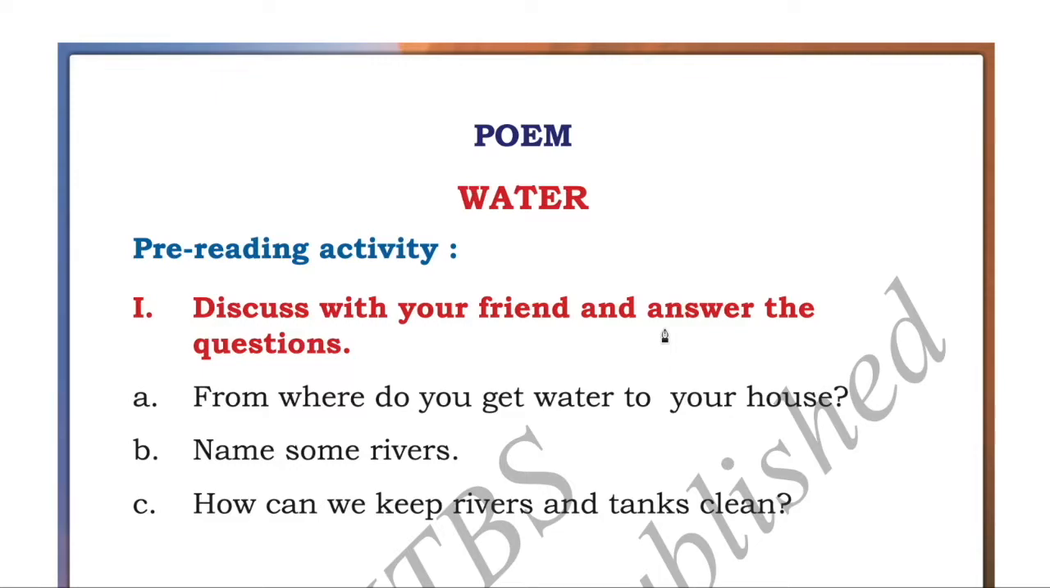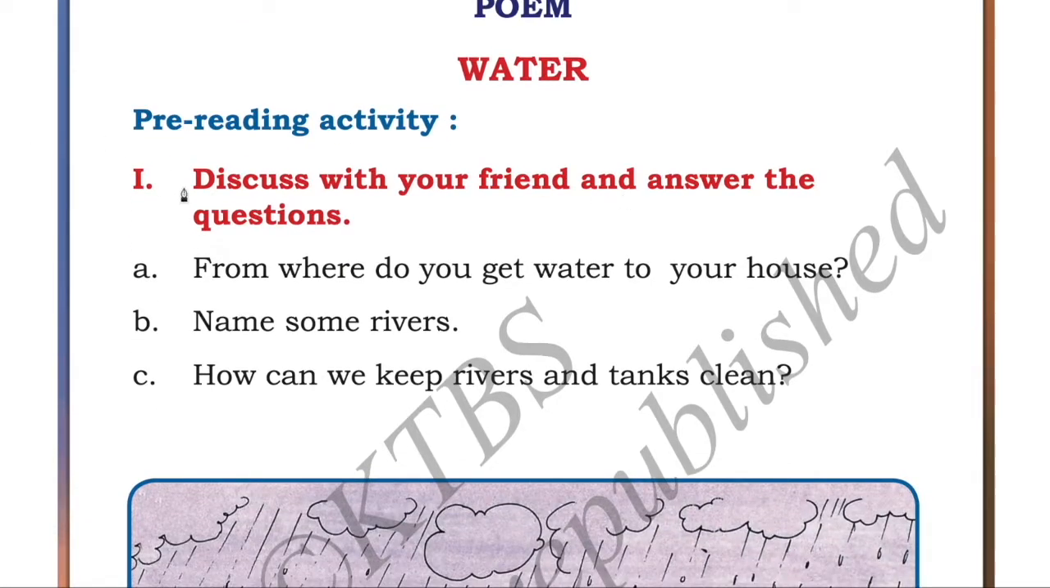Students, in this video, let us start the lesson, the poem Water. Now, as a pre-reading activity, we have to go through these. So the first thing is we have to discuss with our friends and answer these questions. Let's go through these three ABC questions one by one. So the first question is, from where do you get water to your house?